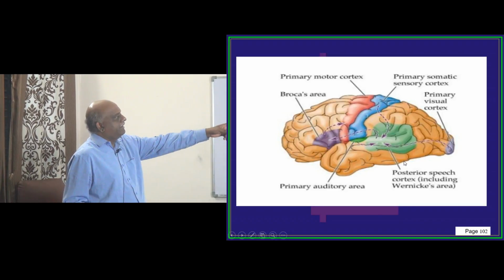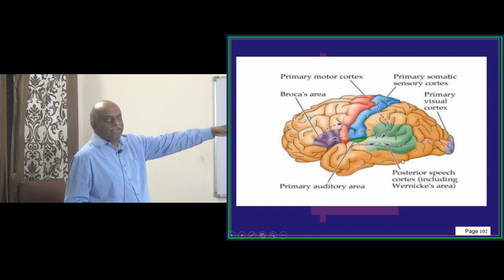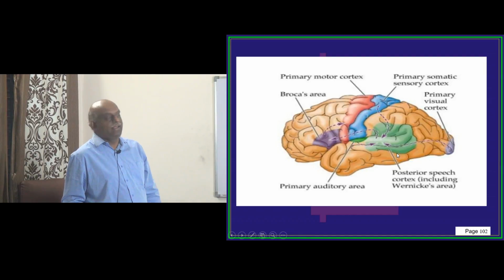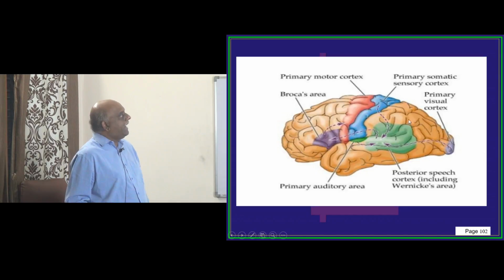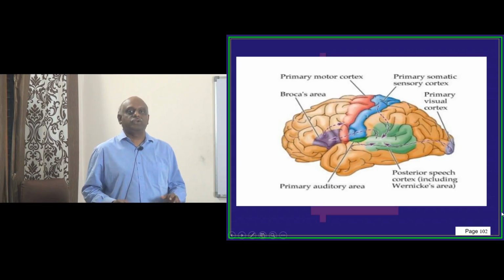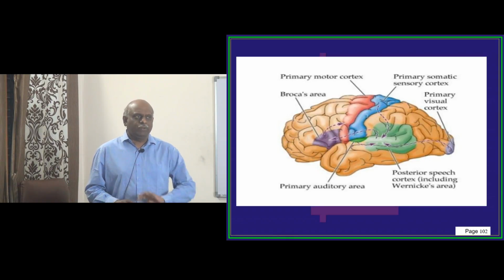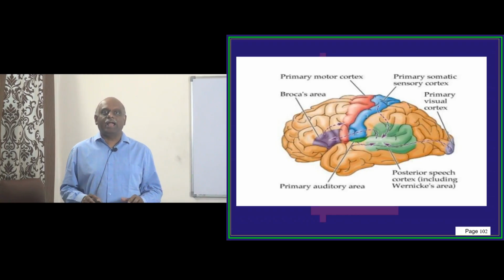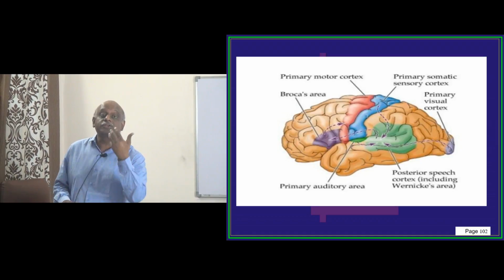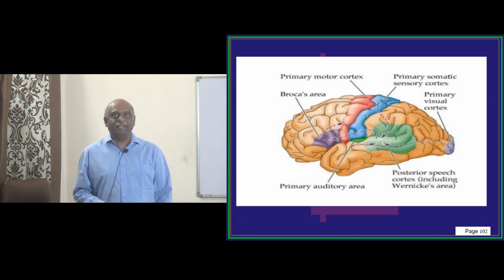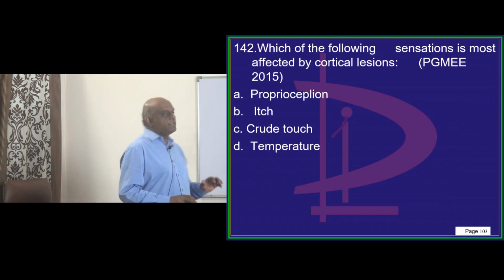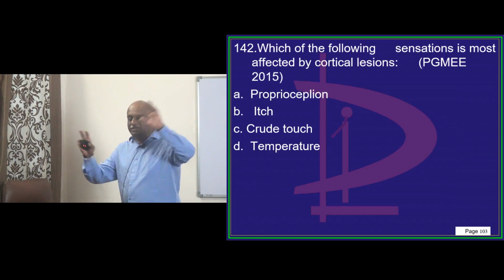Then you have the posterior speech cortex where the Wernicke's is located. This is the primary visual cortex and this is the somatic sensory cortex. So somatic sensory, visual, then Broca's and the Wernicke's, they are all very well connected, so that your vision, your touch, your somatic sensations, they all have something to do with what you speak, is what you need to basically remember. So that is the story of the various areas, doctor.